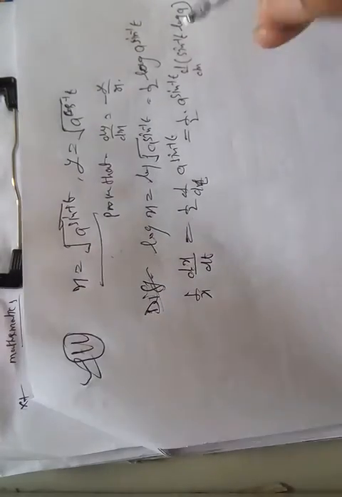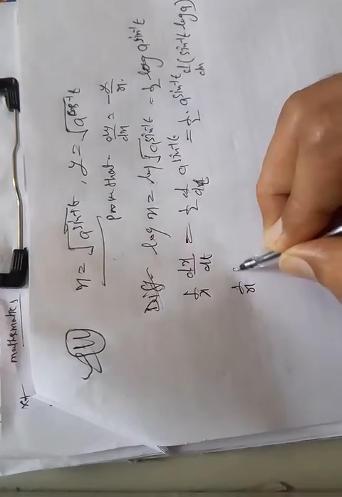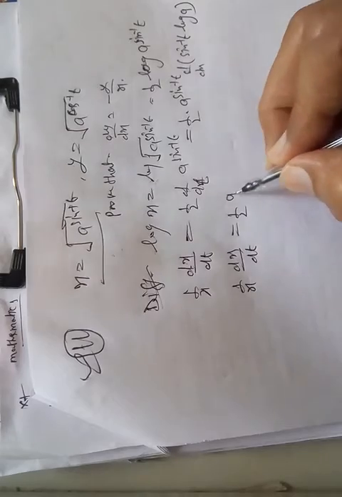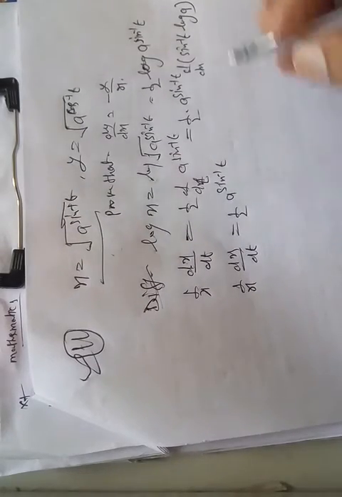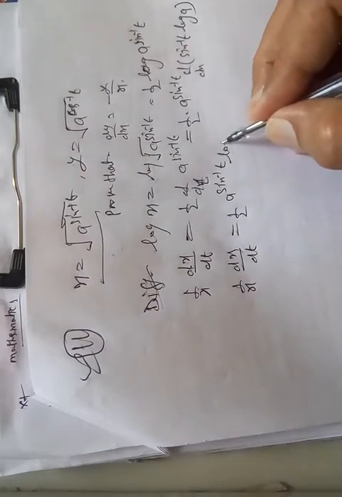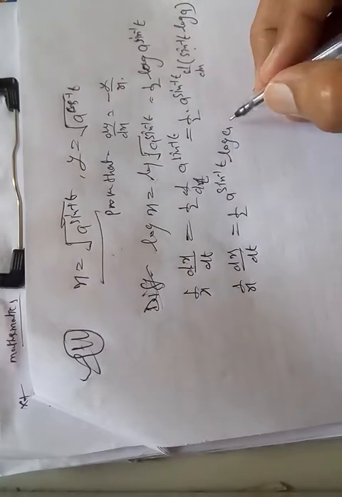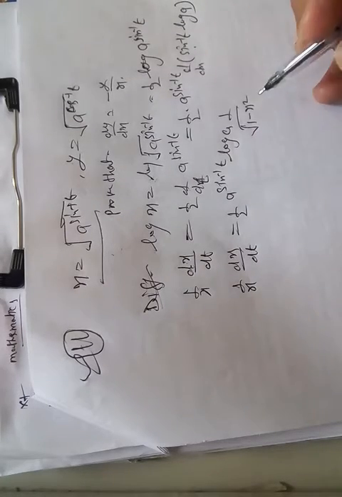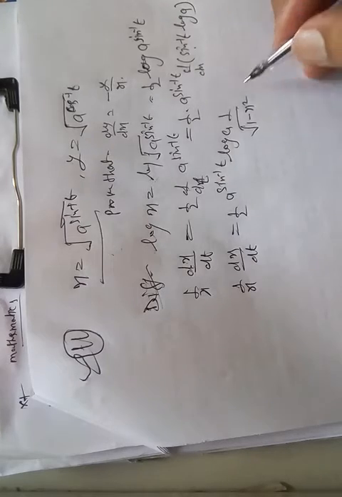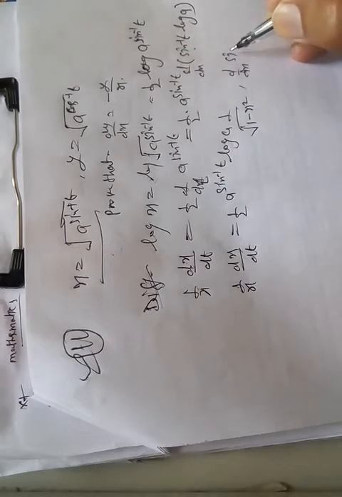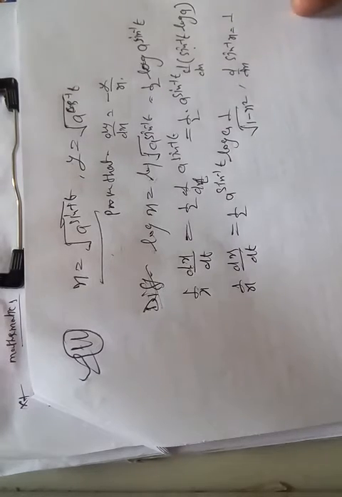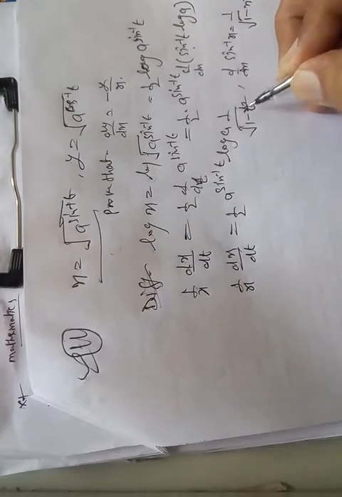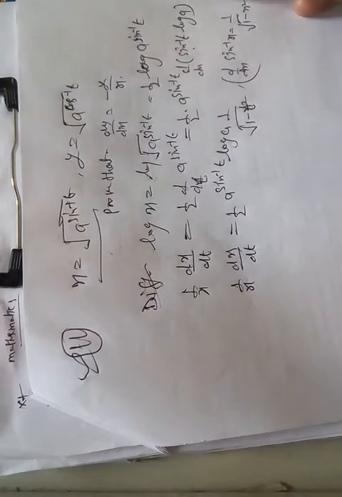This is the direct method. So 1 upon x dx upon dt equals 1 upon 2 a raised to sin inverse t, d/dt of sin inverse t. Log a is a constant value, and the derivative of sin inverse t is 1 upon under root 1 minus t square. Here, by the formula, d/dt of sin inverse t equals 1 upon under root 1 minus t square. This is in t, not x.